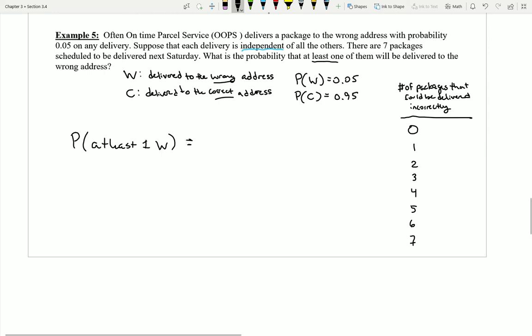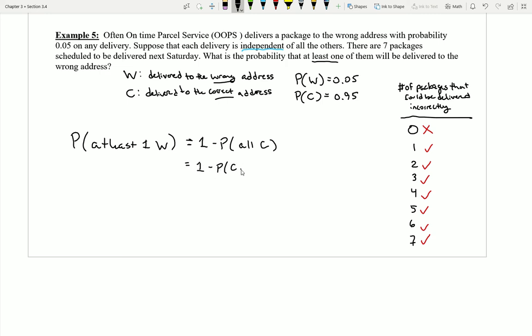Okay, well here's what you should note. If we want at least one W, then that means that we're interested in all of these cases. I'm interested in having one package or more delivered to the wrong address. So the only thing I don't want is 0 W's. That would be bad. So I would want to say that I'm interested in doing 1 minus the probability of them all being C. They all get delivered to the correct address.